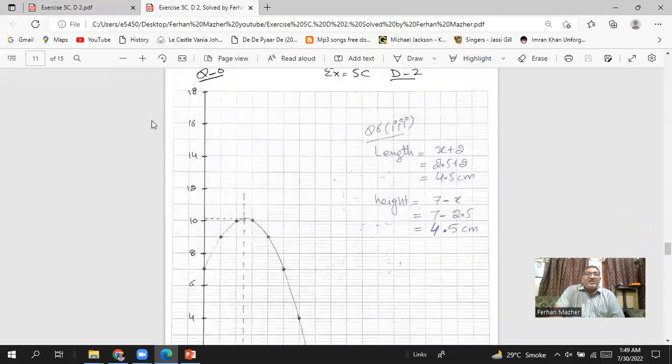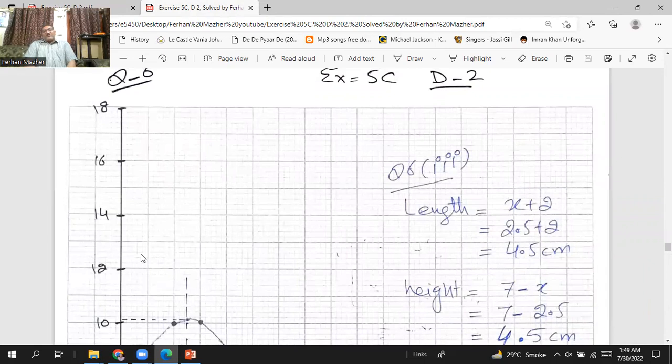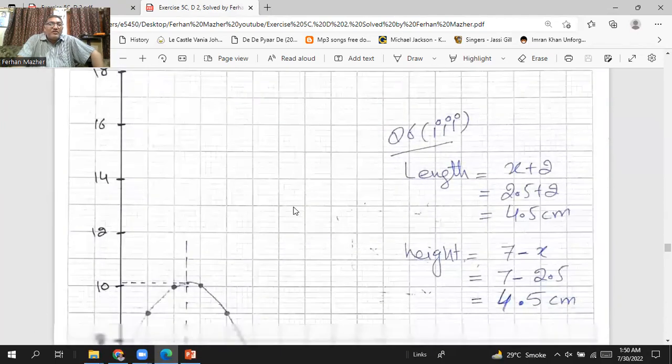So now the length, suppose the length is x plus 2, and so it will be 2.5. The value of x is 2.5, so 2.5 plus 2, so the length is 4.5. Height will be 7 minus x, so that will be 7 minus 2.5, and that will also be 4.5. So this is how you will do this graph.